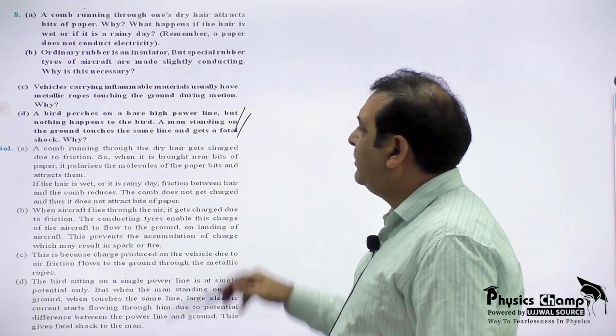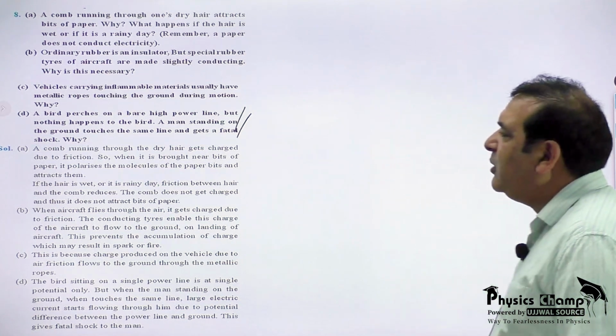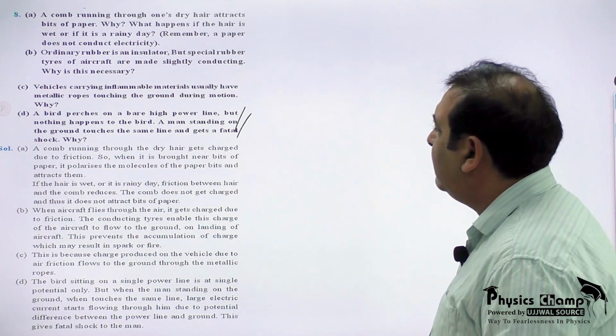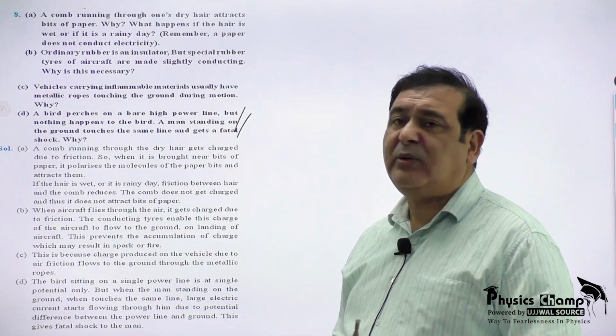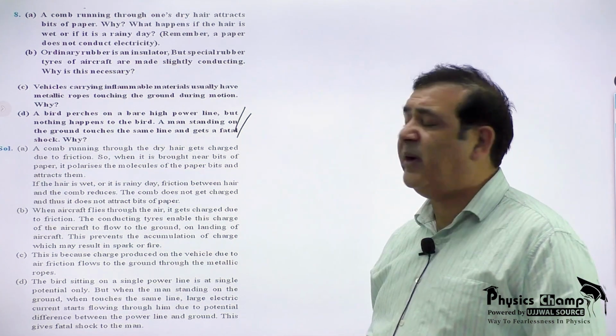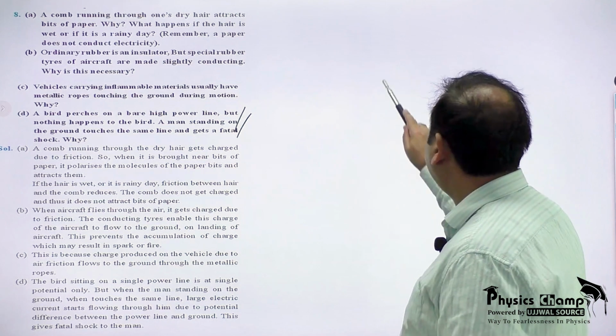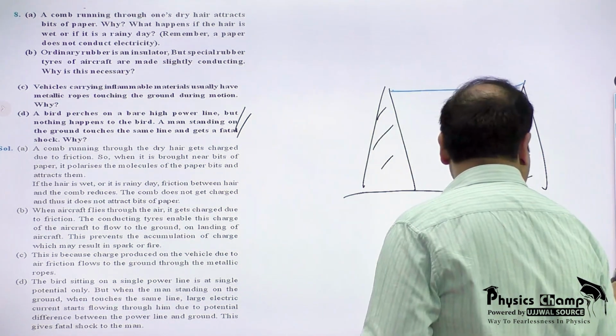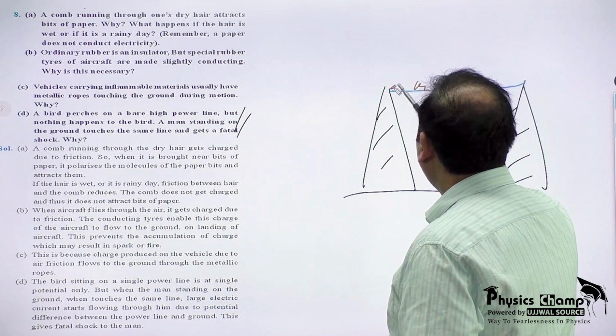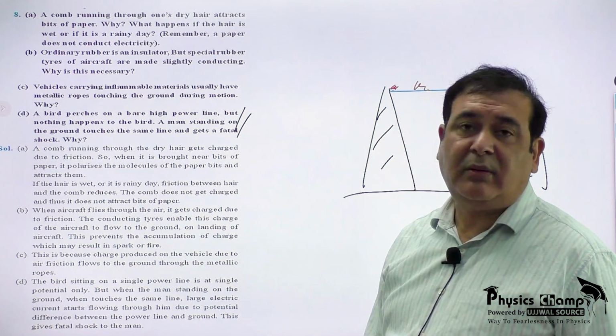Part D: a bird perches on a bare high power line, but nothing happens to the bird. A man standing on the ground touches the same line and gets a fatal shock. So just imagine there is a high power line, you must have seen birds sitting on that. How could they sit? Why don't they get a shock?